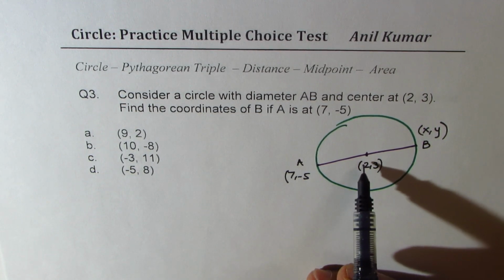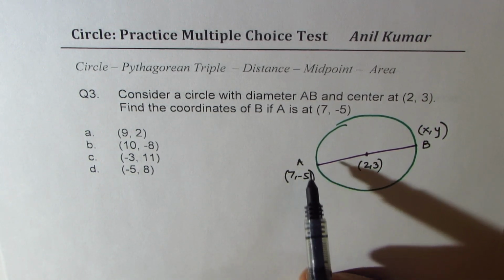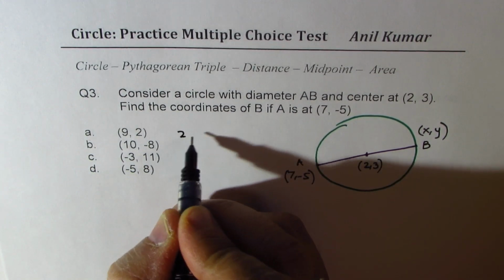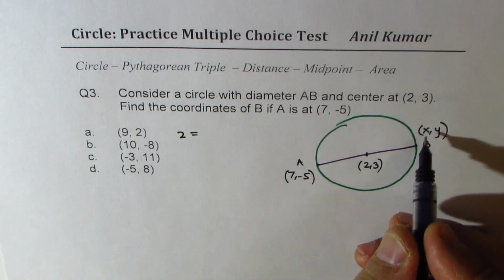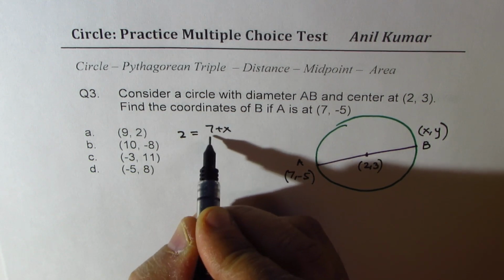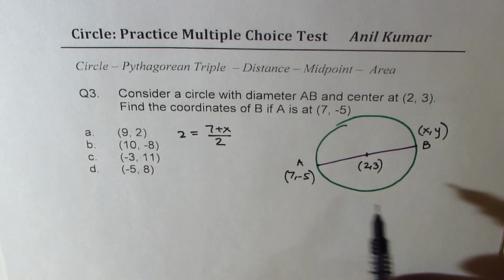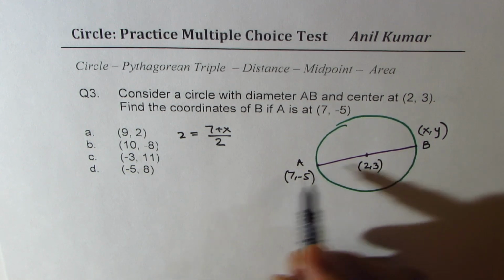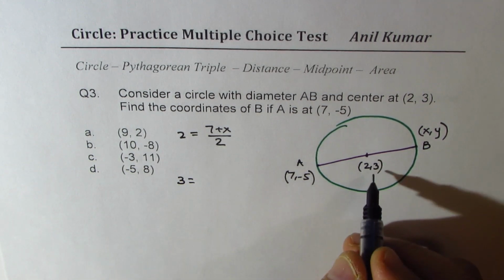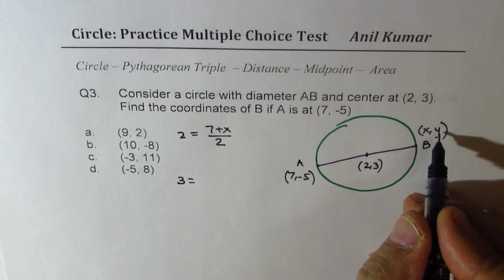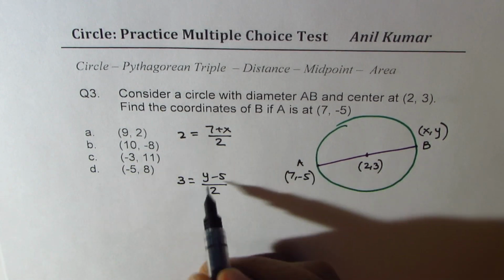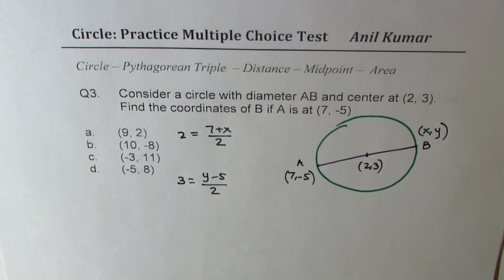So in these tests, we do not give you straightforward questions, right? Normally, you know how to find the midpoint, average of the two extremes, correct? So 2 basically should be equal to the sum of 7 and x divided by 2, right? Similarly, 3 should be the average of their y values. So 3 should be equal to (-5 + y) divided by 2. So that is from the midpoint formula, correct?